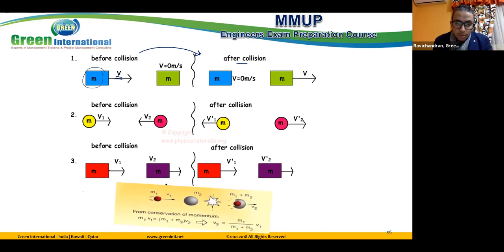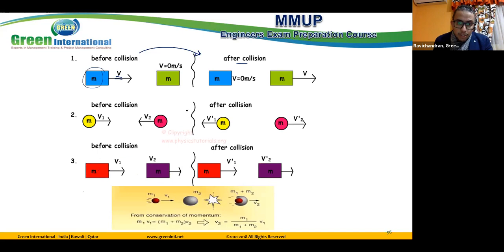In another case, one moves and the other is stationary, same as the first case, but another option happens. It is not that one stops and the other one moves. No, they combine together and move as one body. So in this case, we can say it is perfectly inelastic. It is a slightly difficult name, perfectly inelastic.